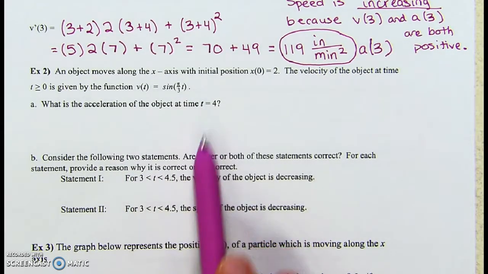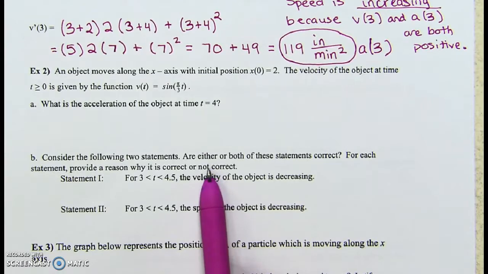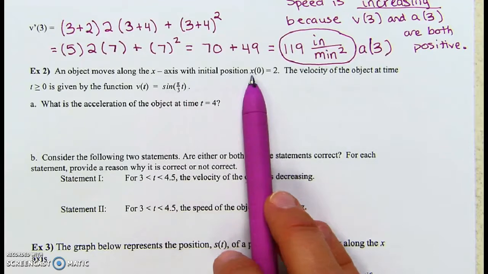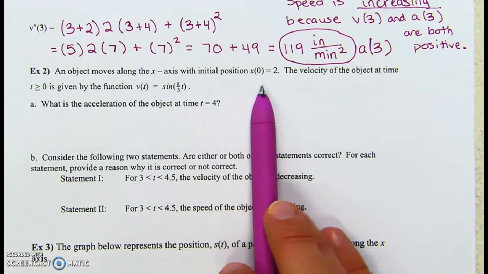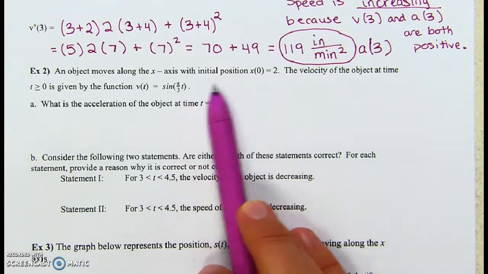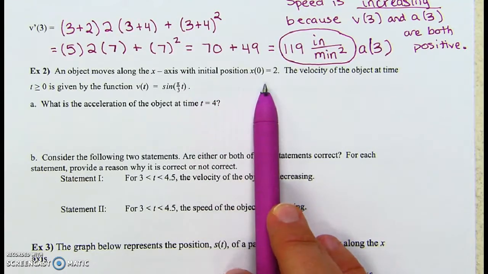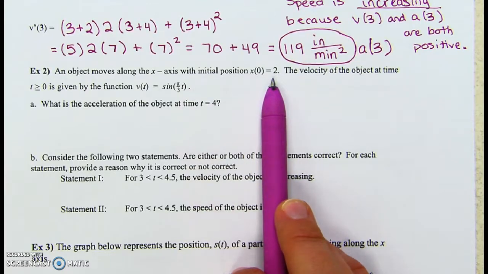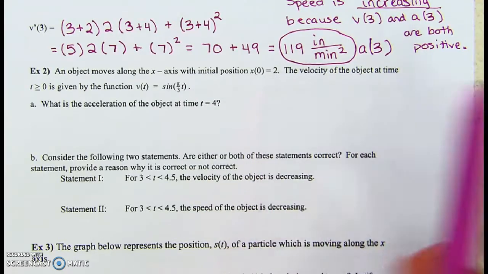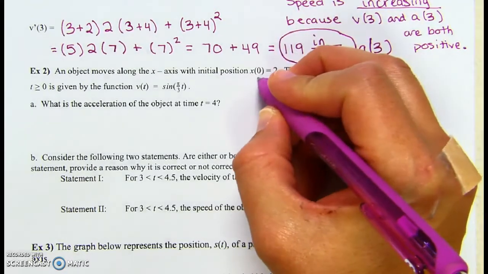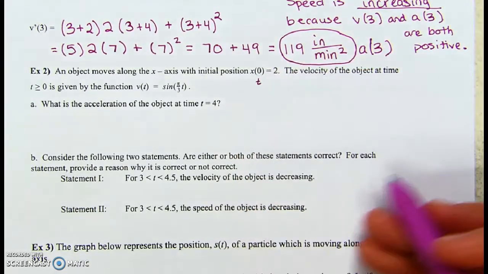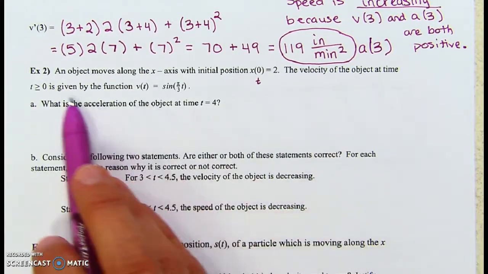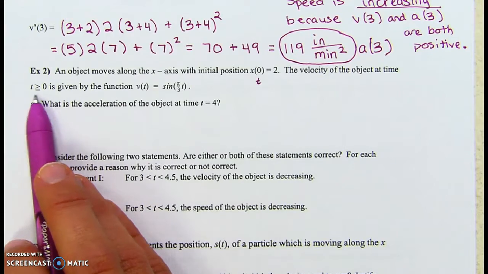This is directly off an AP exam from one of the years. An object, instead of particle, moves along the x-axis with an initial position. We won't need this until we learn how to take the antiderivative later in the year. So this is like extra information for this question. We don't really need this. It just means that when time is 0, it begins at 2 units to the right. That's the starting position. The velocity of the object at time is greater than or equal to 0.